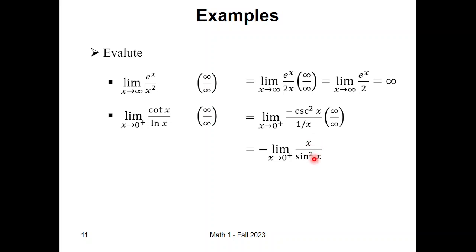Actually, it is 0 over 0. You can apply L'Hopital rule, since it is 0 over 0, or you can make some simplification like this. It is x over sine multiplied by 1 over sine. The limit of x over sine is 1, and 1 over sine is 1 over 0, which is infinity. So the final result is infinity with a negative sign, this negative sign. So the final result is negative infinity.